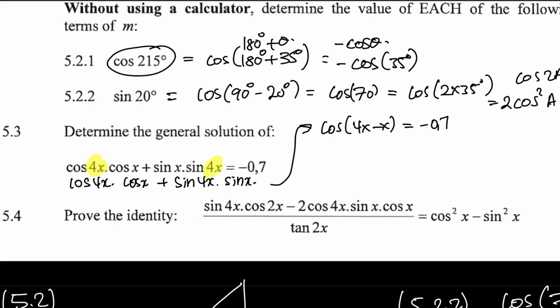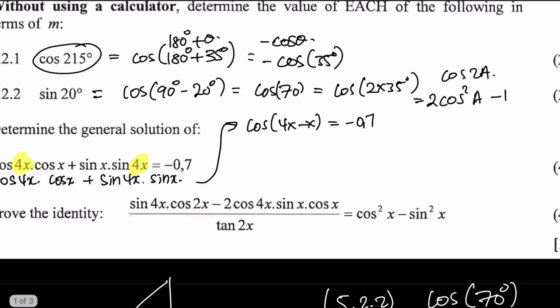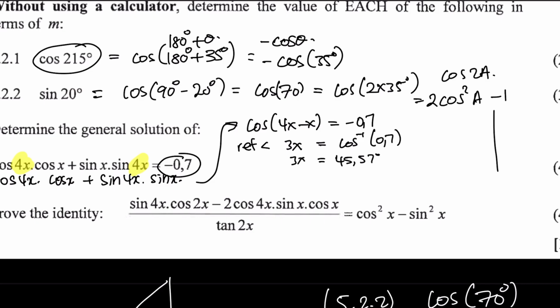Now, since we want the general solution, we're going to say 3x is equal to shift cos 0.7. This is going to give us our reference angle. Remember, we take the positive value. That means our reference angle is 3x equal to 45.57 degrees. Now, remember, in this case cos was negative, and cos is negative in 2 quadrants, in the 180 plus quadrant and in the 180 minus quadrant. So we need to apply both of them.